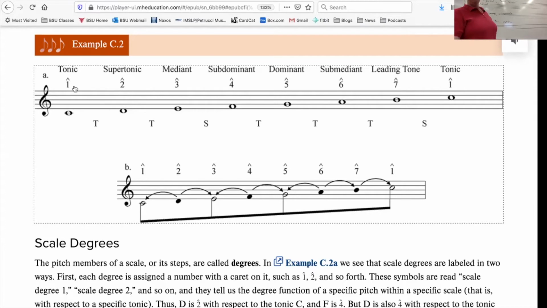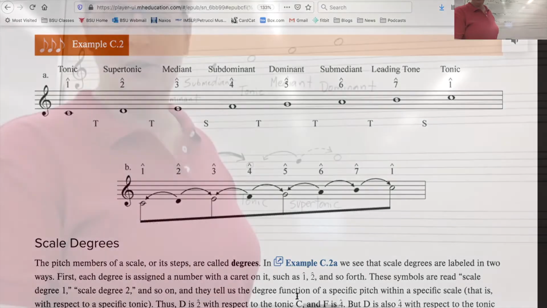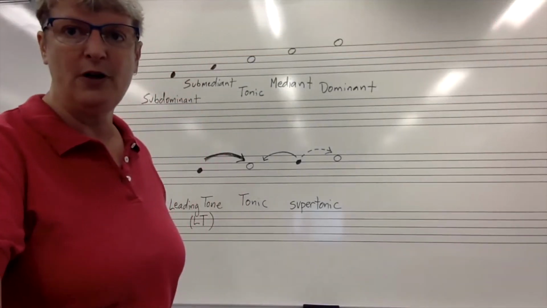Now, up above the notes are their names, and you do need to know these names. But let me explain the names to you in a way that perhaps will make it easier for you to remember them. Take a look at what I've written on the board behind me.